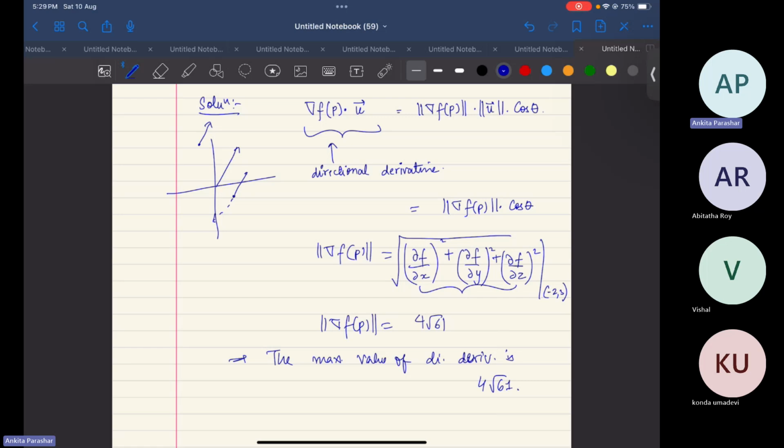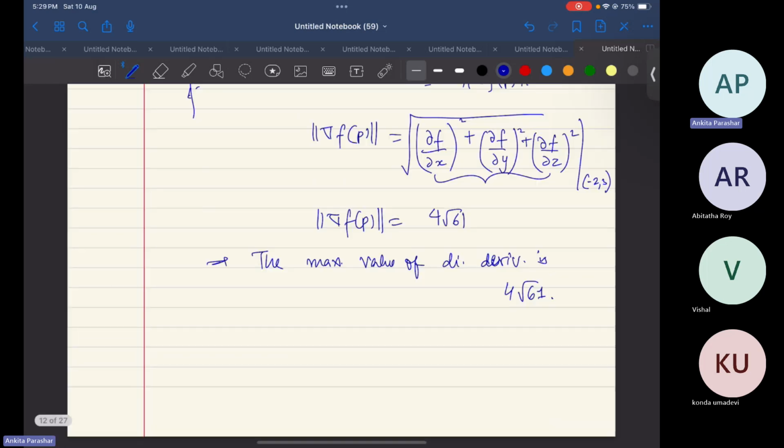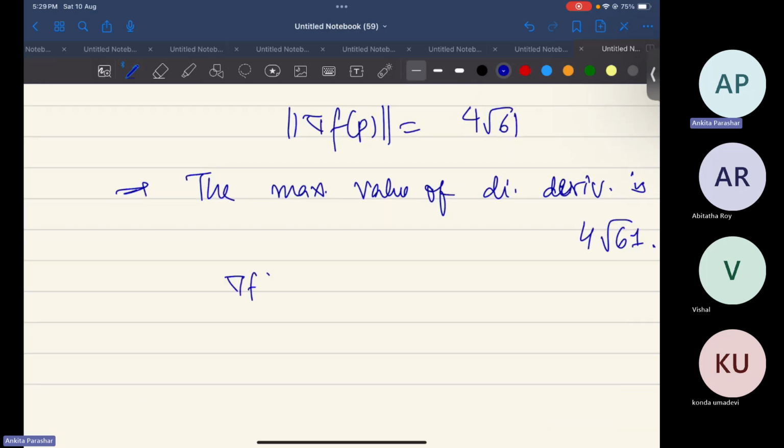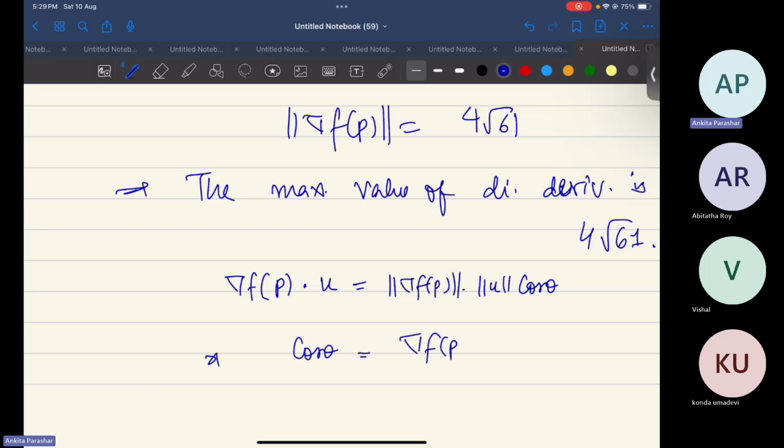Just a moment. We have delta fp dot u is the same as norm delta fp, norm u, cos theta. Therefore, cos theta is delta fp dot u by norm del fp. Isn't it this, right? Yes.